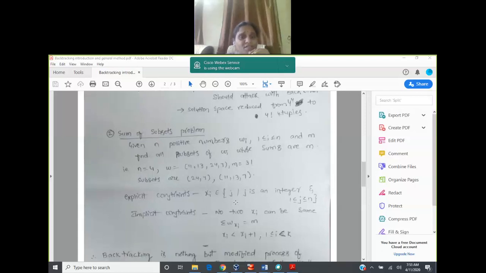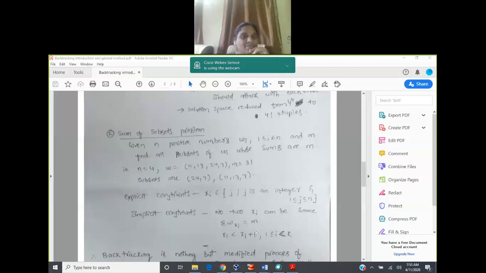Here the explicit constraints are xi belongs to j, j is an integer. You can take any integer from the set, either 1, 2, 3 or 4. And the next implicit constraint is that no two xi can be the same and the sum of xi should be equal to m. This is the implicit constraint.